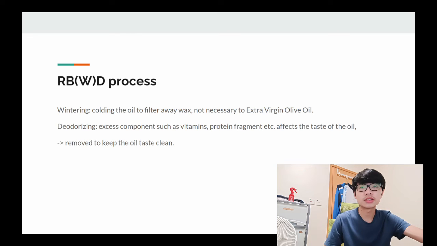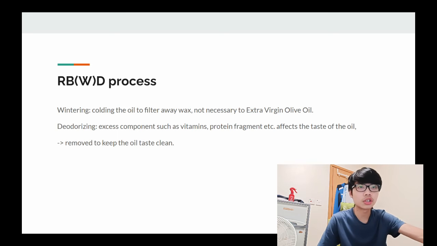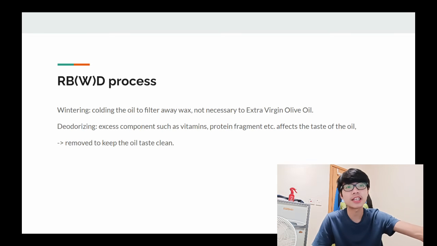And finally, the D stands for deodorizing. There are excess components such as vitamins, proteins, fragments, which affect the taste of the oil before deodorizing, so the factory will remove them to keep the oil taste clean.